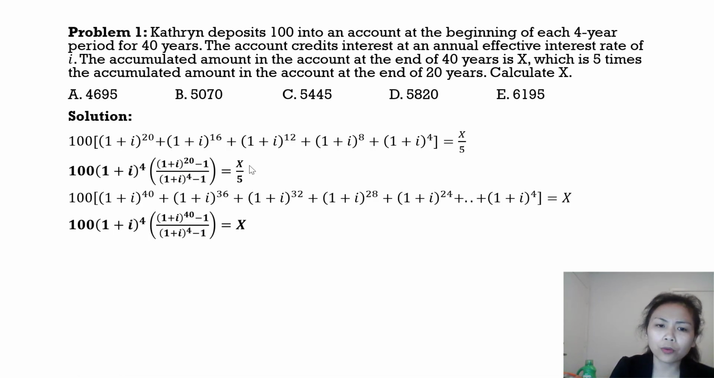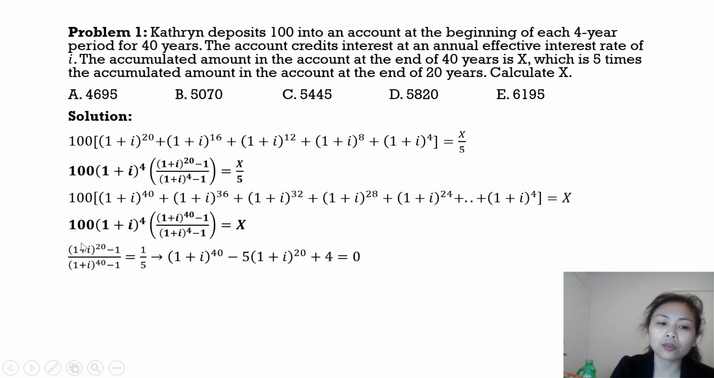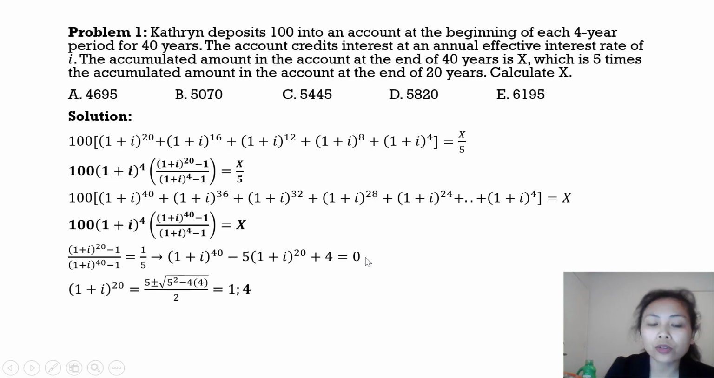So we are going to divide side by side. The left-hand side divided by the left-hand side, we have 1 plus i to the 20 minus 1, over 1 plus i to the 40 minus 1. This is equal to 1/5. And this is basically a quadratic problem. So solve this quadratic equation. We have two solutions, 1 and 4.